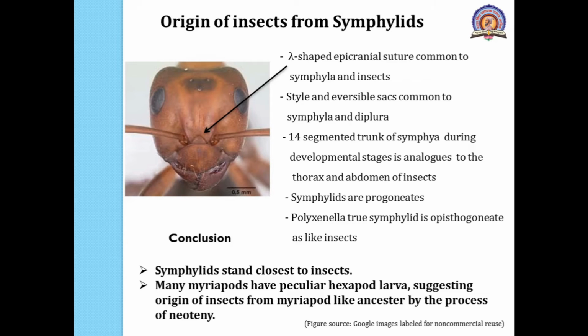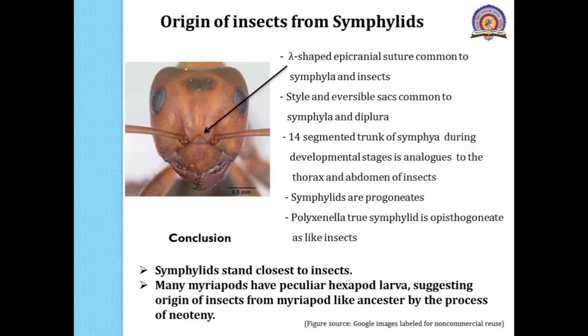Progonid in the sense with their reproductive system opening at the anterior end. However, a single genus, Polyxenella, belongs to the symphyla, which is actually a true symphylid, is an opisthogoniad, showing the opisthogoniad condition, and hence approaches the insects, because many of the insects are generally opisthogoniad, that is, their genital opening is usually present at the posterior part of the trunk or abdominal segments.